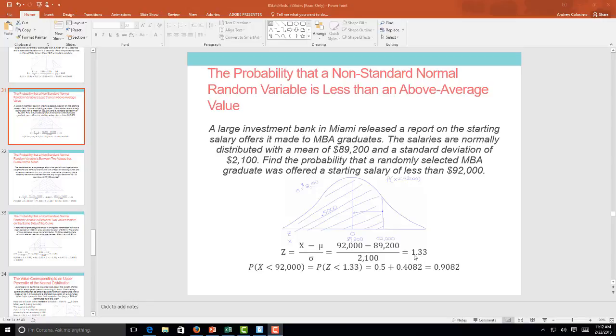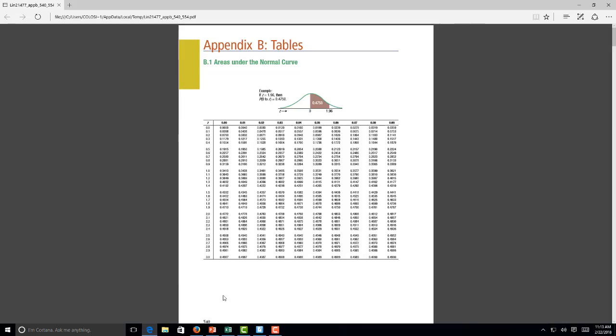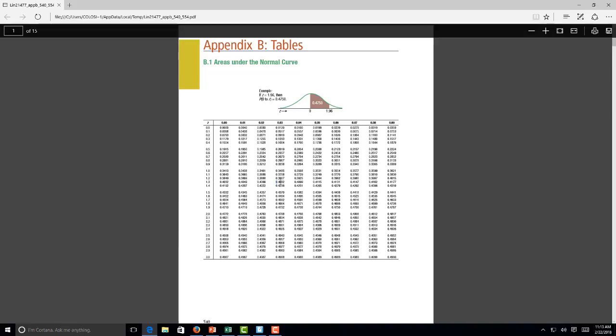So once again, there are two ways that we can do this. I'm going to go to my 50% table first, or the table that looks at the curve as half. So when we go here, the z-score was 1.33. I go to my 1.3, and then I go over to where my other 0.03 comes into play. So 1.33 falls right here, 0.4082.